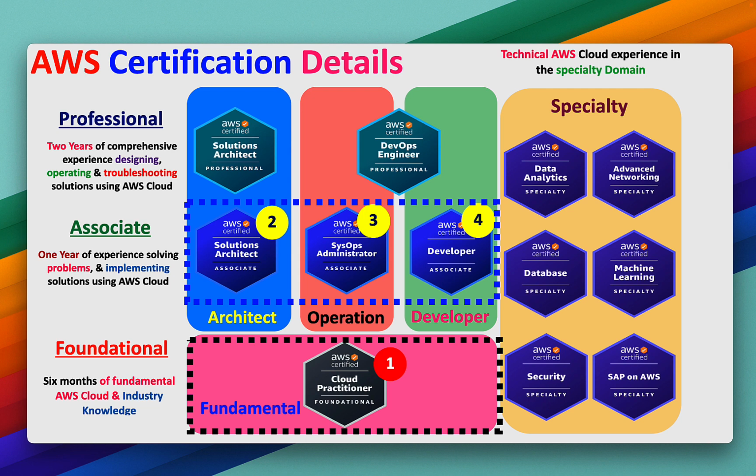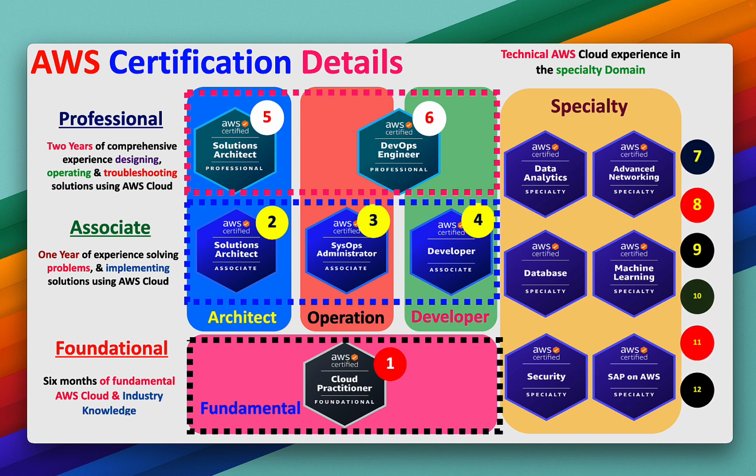So the second certification is AWS Certified Solutions Architect Associate, and the third certification is AWS Certified SysOps Administrator Associate, and the fourth certification is AWS Developer Associate. So if a person wants to appear for all these certifications, then probably you need to look out for this order. And the fifth certification is Solutions Architect Professional, and then you can move on with DevOps Engineer Professional as well, which is number 6.